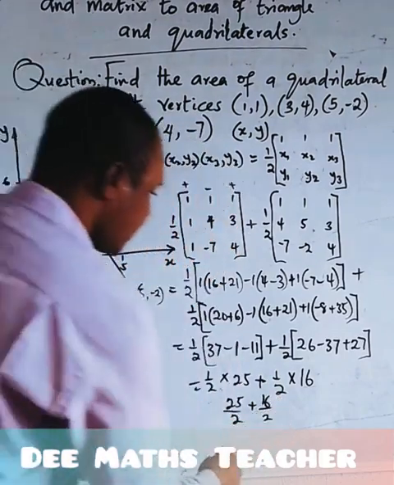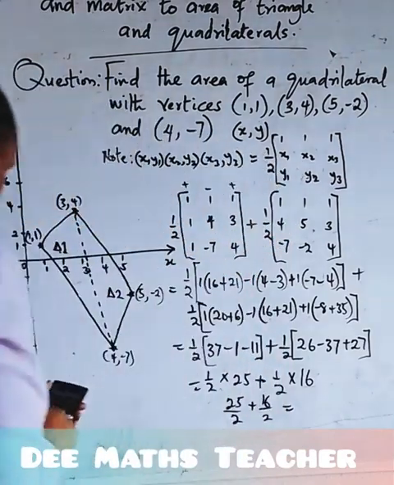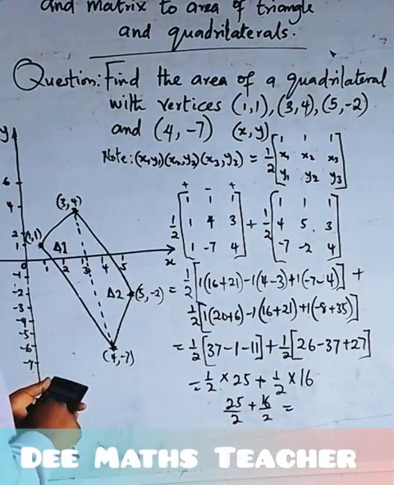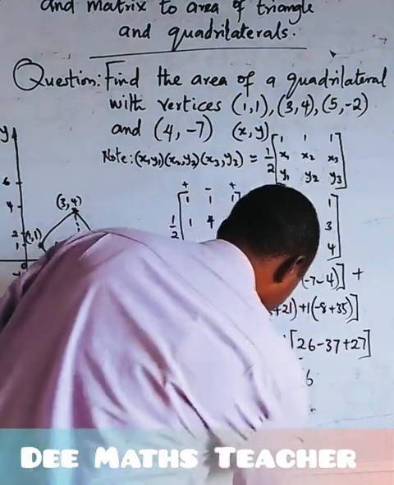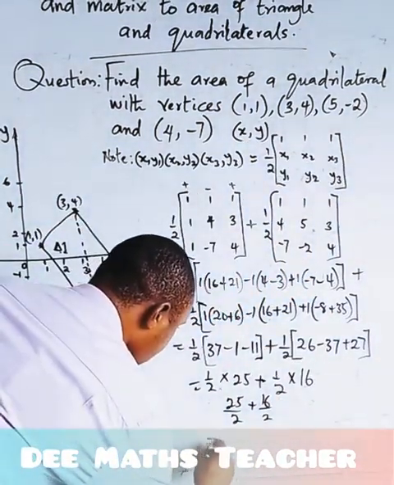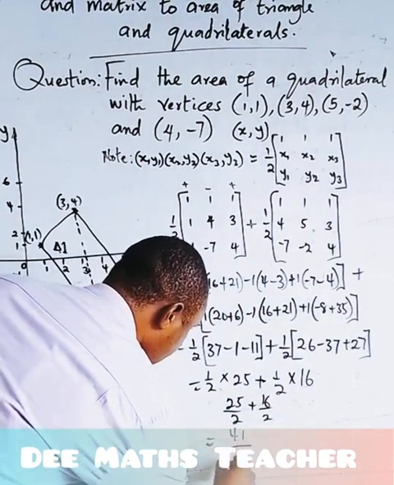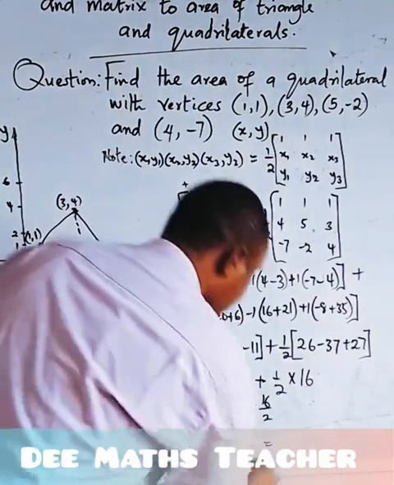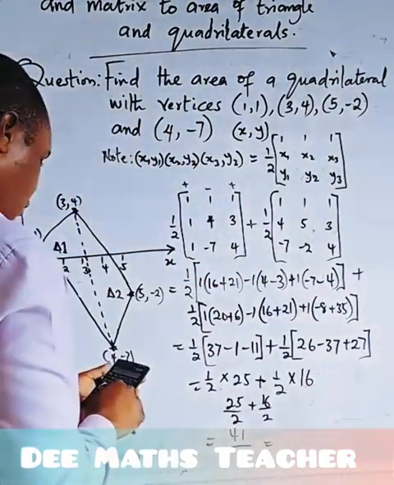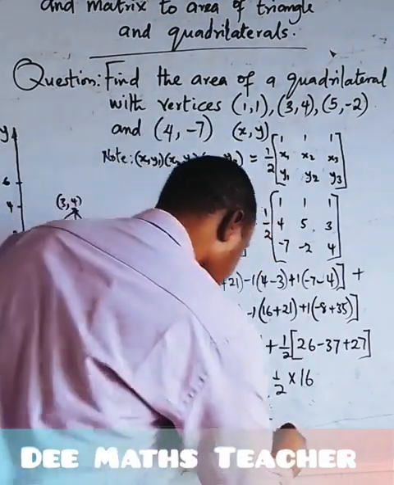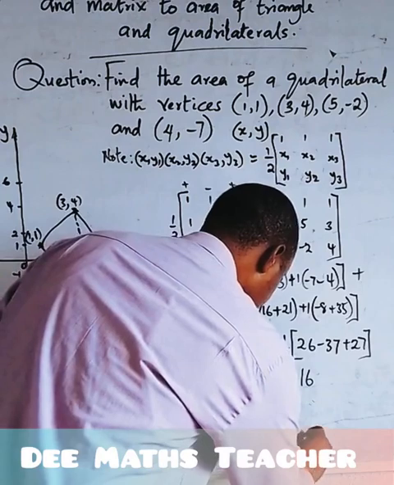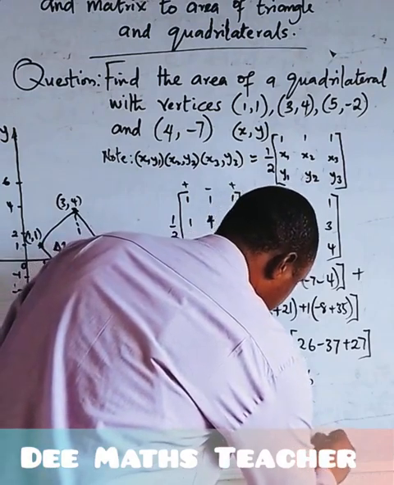So finally, we have 25 plus 16. 25 plus 16 will give us 41. Let me write it. So we have 41 over 2. And the area of the shape will give us 20.5. 20.5 square units.